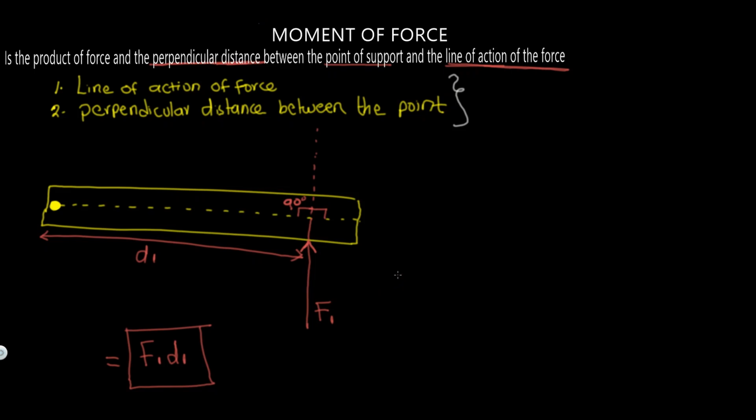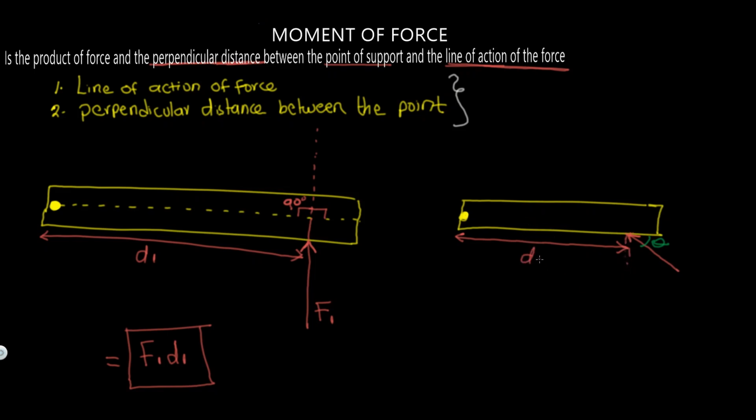Now, what if it is not perpendicular? What do you think is going to happen? So we can draw an example of such a scenario. And then this is the moving part of this object. So let us say we have a force acting at this point here, but it is not perpendicular. It is at an angle like this. Let's call this angle here theta. Let's call this distance here from this part to this part where the force is acting D2. And then this force here F2.